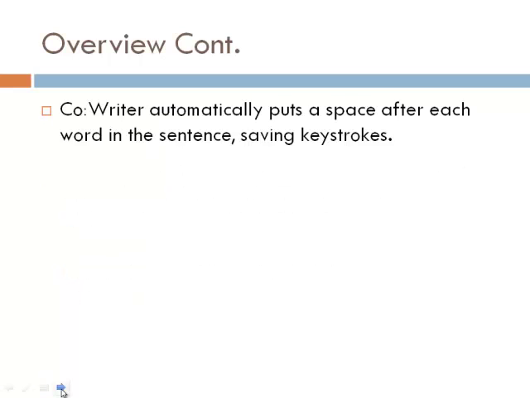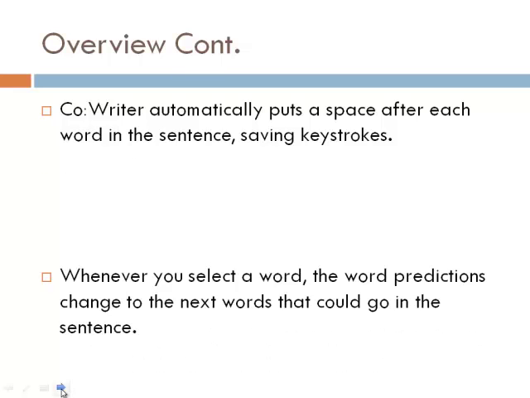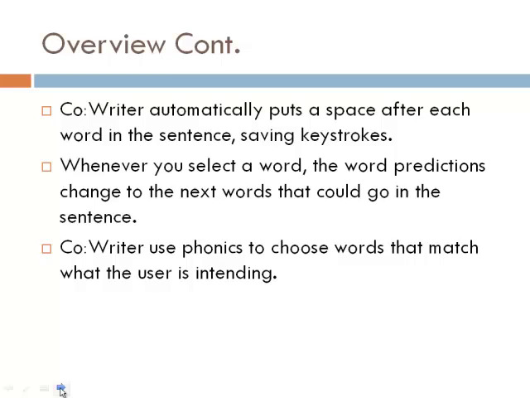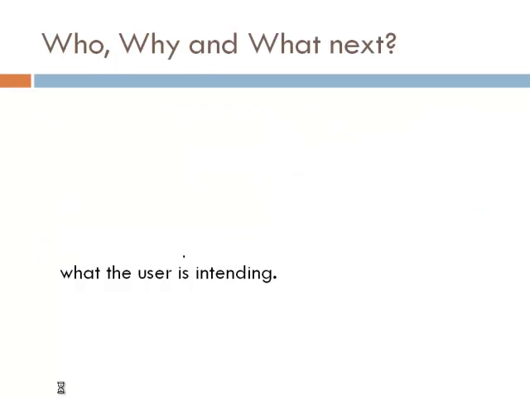Okay, continuing on, CoWriter automatically puts a space after each word in the sentence, which saves keystrokes for the students. Whenever you select a word, the word prediction changes to the next word that could possibly go in that sentence. CoWriter uses phonics to choose words that match what the user is intending. It doesn't just go strictly off what the student's typing. It actually helps phonetically correct them.